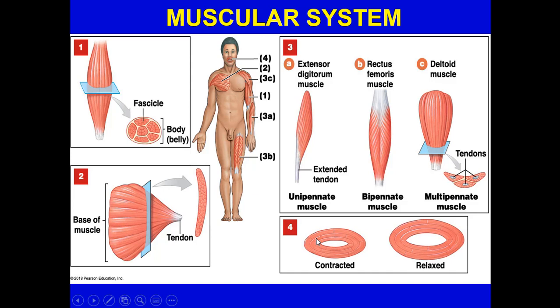Then we have the circular muscles, and you can see this if this is contracted, and then if we relax it, you notice that the lumen, the aperture here, is opened up much greater.